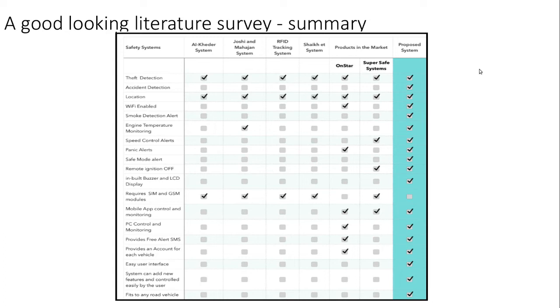Now on seeing this article, on seeing this page, the reviewer will understand that okay, there is a lot of difference between the existing system and your proposed system, and definitely you have added value to the science and technology. So this is the way you should summarize your literature survey.